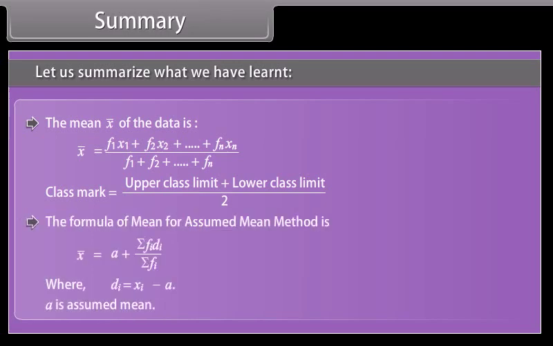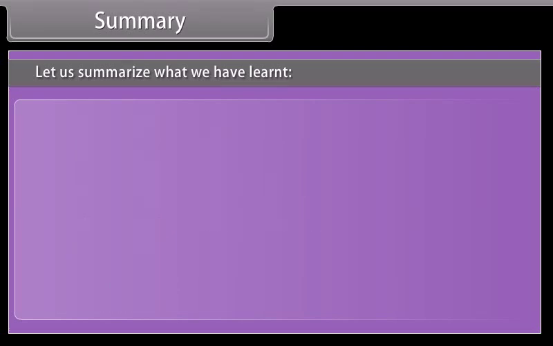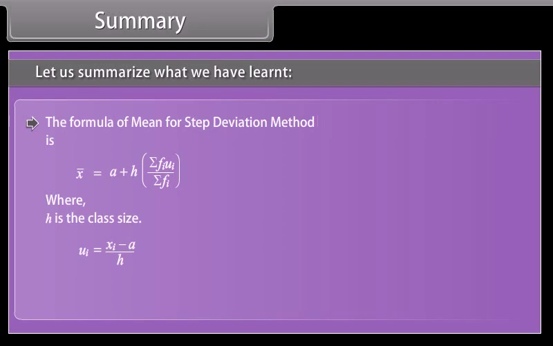The formula of mean for the assumed mean method is assumed mean plus summation of the product of fi and di divided by summation of fi, where di is equal to xi minus a. a is the assumed mean. The formula of mean for the step deviation method is assumed mean plus h multiplied by summation of the product of fi and ui divided by summation of fi, where h is the class size, and ui equals xi minus a divided by h.